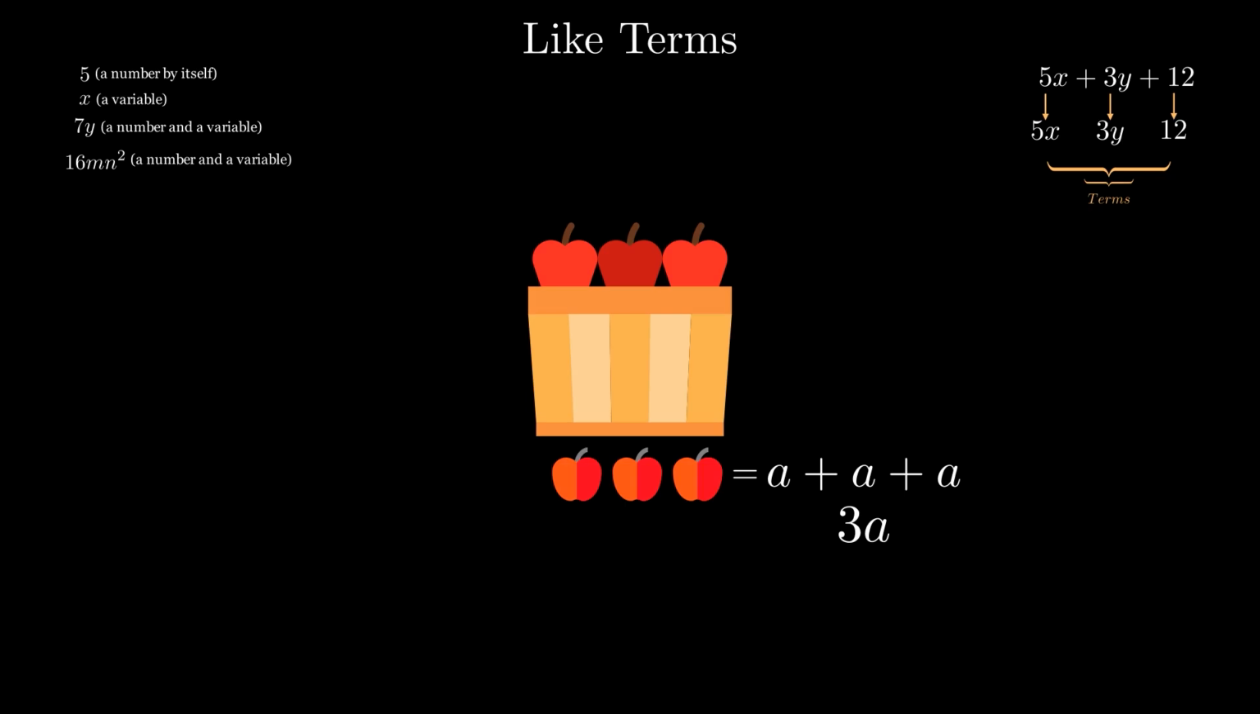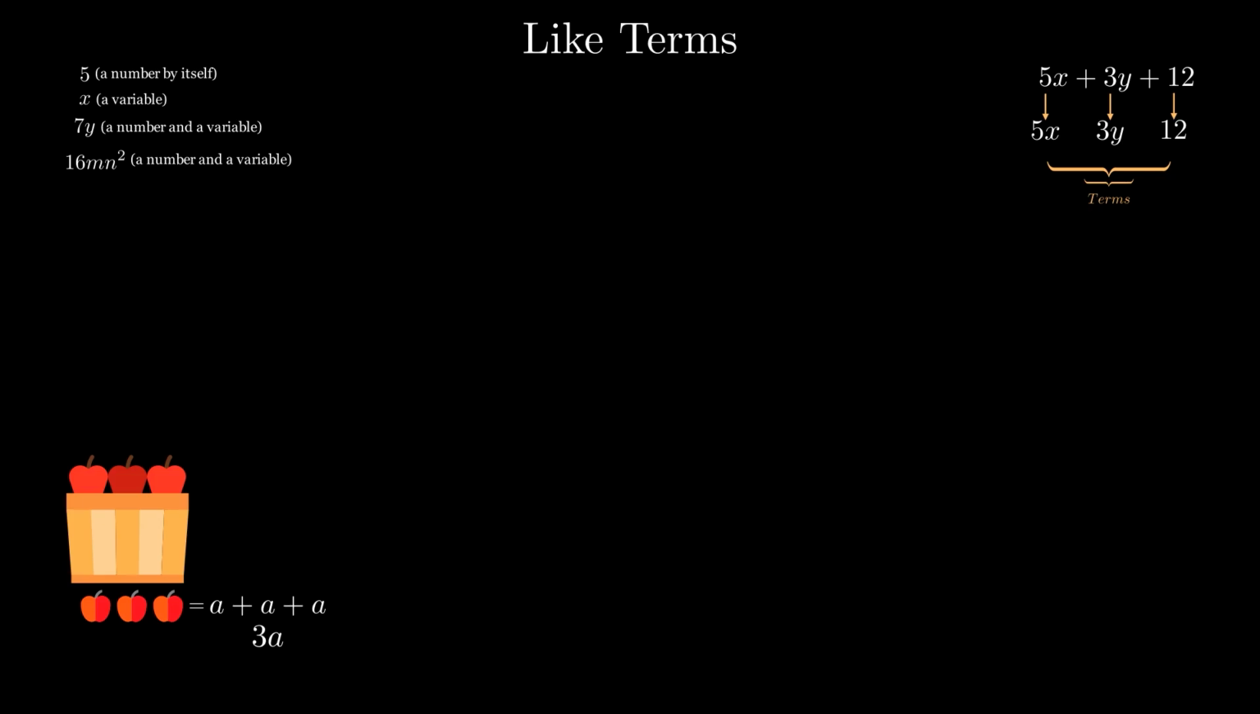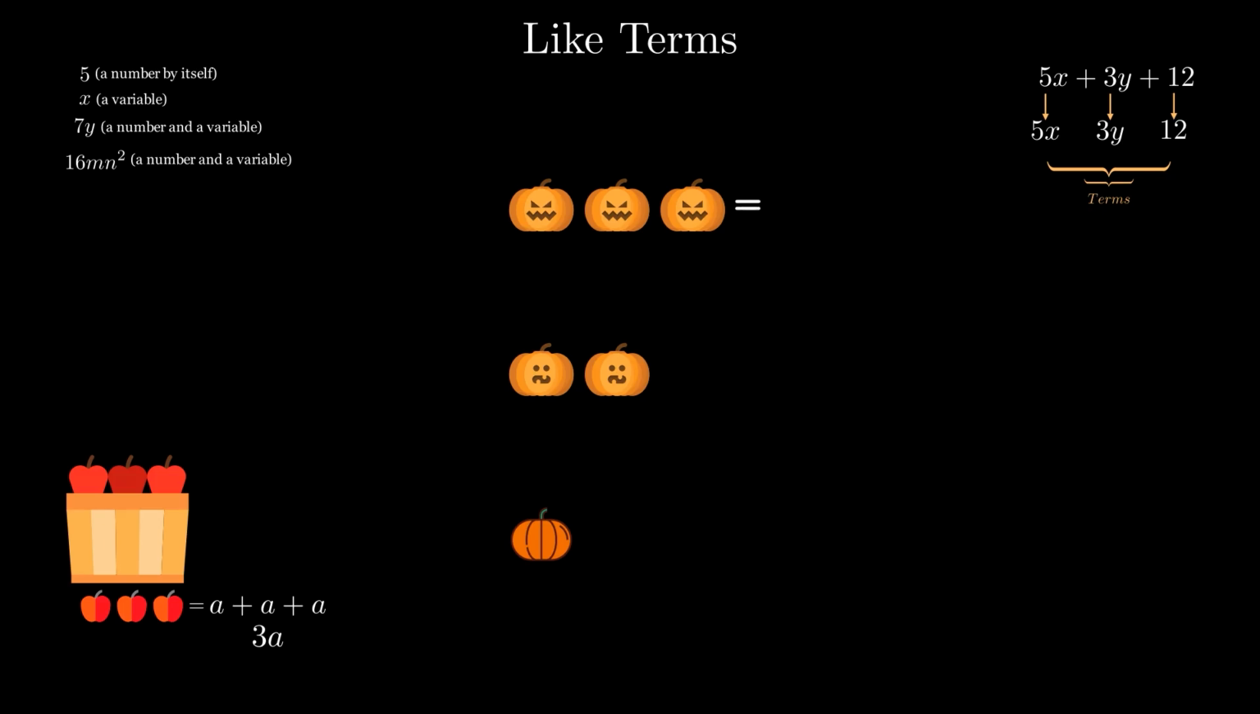Now let's move this example aside to make room for another interesting one with pumpkins. Imagine we have 3 evil pumpkins in the basket. Then we have 2 confused pumpkins and finally 1 happy pumpkin. How would we express this in terms of p, let's say? We could write 3p for evil pumpkins because there are 3 of them and they are like terms. Similarly, we could represent 2 confused pumpkins as 2p and finally 1 happy pumpkin as p. The reason we represent 1 happy pumpkin as p is that there is only one of them, so we do not need to write the coefficient.